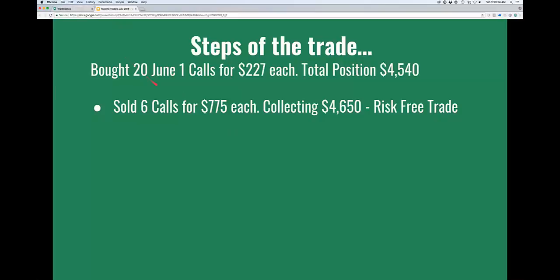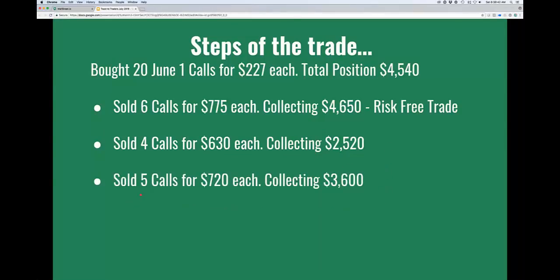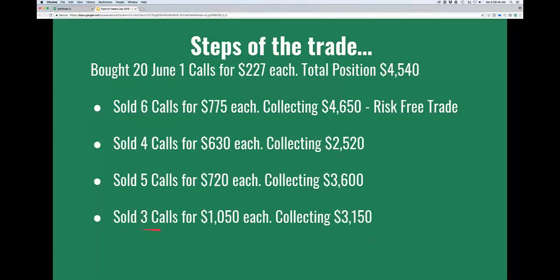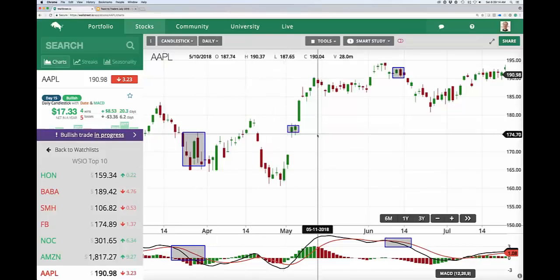Okay. As the trade progressed, I sold 4 more calls for $630 each, collecting another $2,500 of pure profit. Sold 5 more calls another day later for $720 each, collecting another $3,600 profit. And then I sold 3 more calls. This was my highest sell at $1,050 each, collecting another $3 grand in profit. Total, after selling my last 2 calls here for $935 each, I collected $1,870, I collected $15,790. So my original $4,540 turned into $15,790.